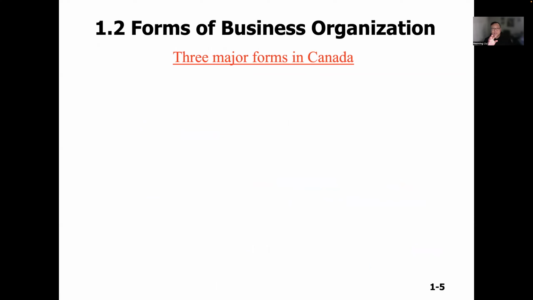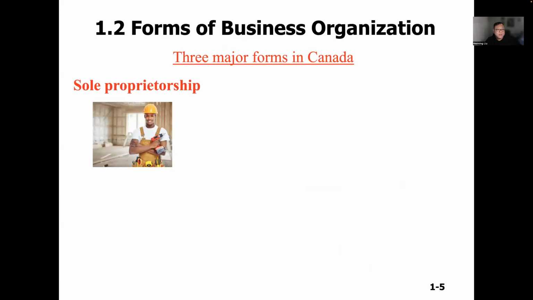Okay, now let's switch the gear to talk about the forms of business organization. There are three major forms in Canada. First one is called the sole proprietorship. So this is one person show, right? You can see a lot of the tradesmen, right? Like a carpenter, like a renovators, painter, right? Builders, right? So yeah, these people they just do the business by himself, right?